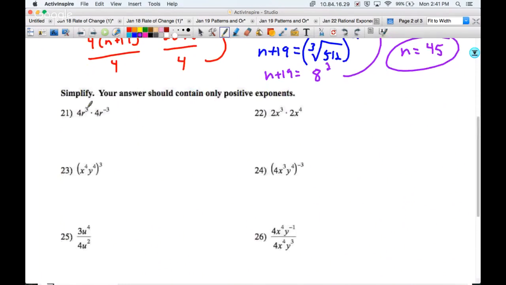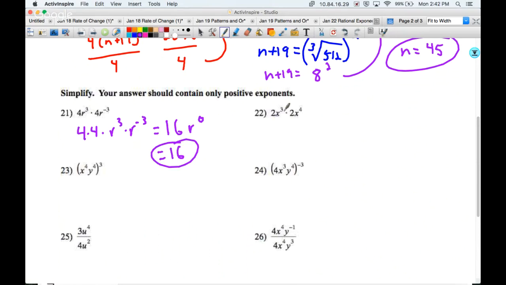Number 21, I could rearrange this to be 4 times 4 times r to the third times r to the negative 3. When I multiply exponents to the same base, I add their exponents. So the r to the third times r to the negative 3 is just r to the 0, which we know is just 1. So this is just 16.